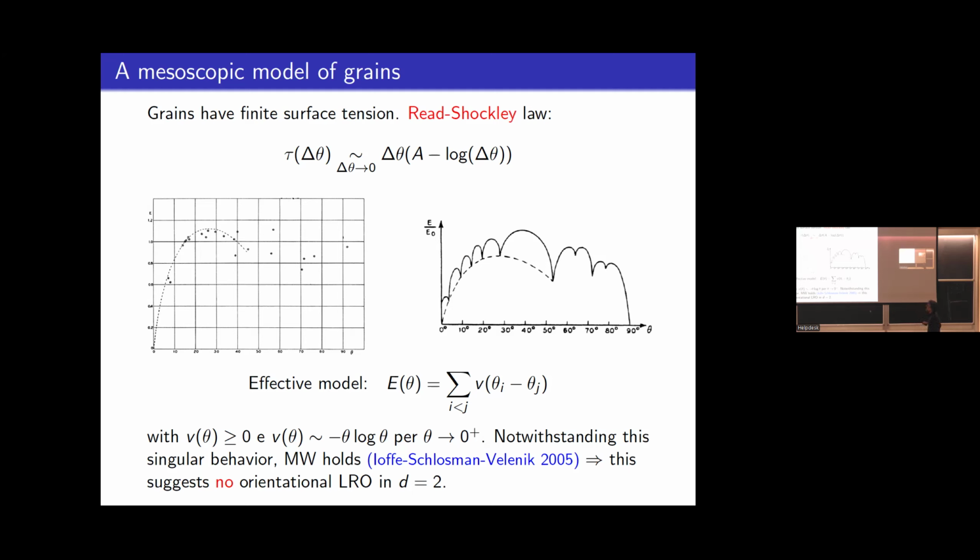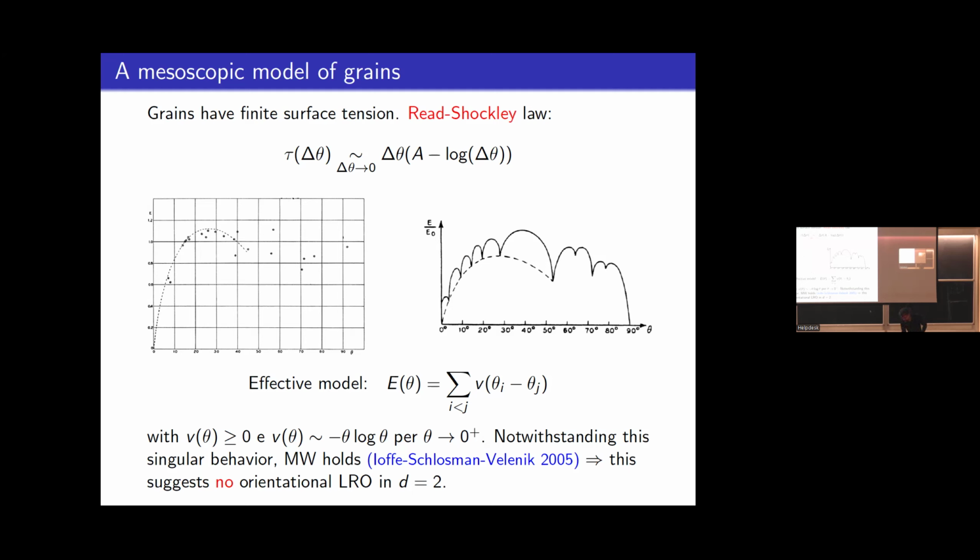Okay, now let me discuss, from the perspective of a mesoscopic model of grains, an argument that seems to point towards not having orientational order. So far I proposed the harmonic model that suggests the existence of orientational order in two dimensions. Then I proposed the improvement by Kosterlitz and Thouless that, also in the presence of dislocations here and there, suggests the presence of orientational order. So now let me propose another effective model.